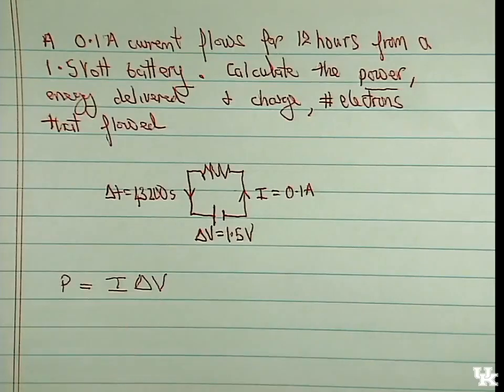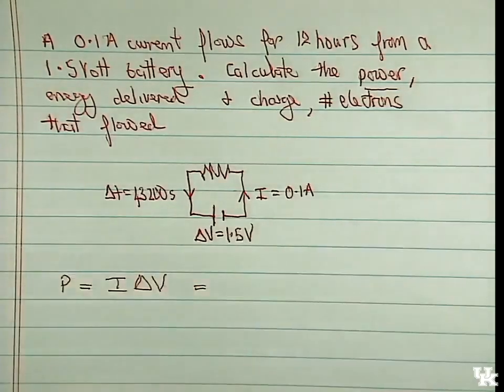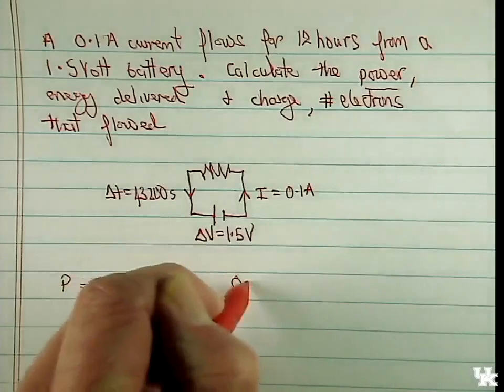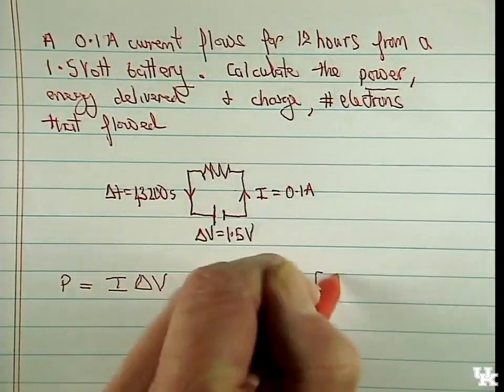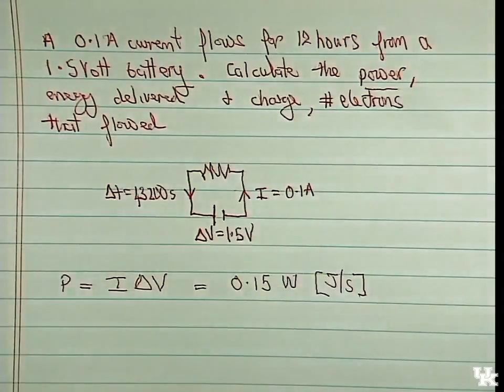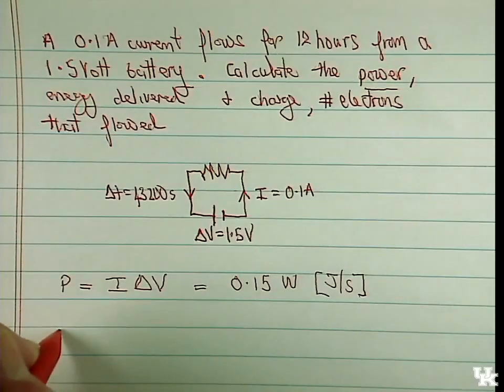The current in this particular case is 0.1 amps. The voltage difference in this case is 1.5 volts. And so 0.1 times 1.5, that's 0.15 watts, or joules per second. And so that's the rate that the flashlight is dissipating power. It's just 0.15 watts. What's the total energy that got dissipated?